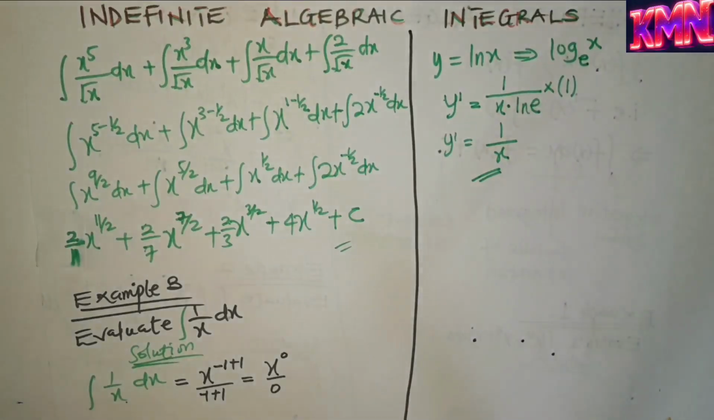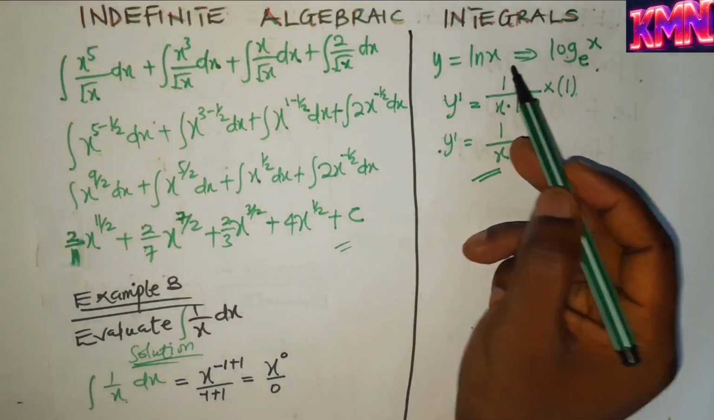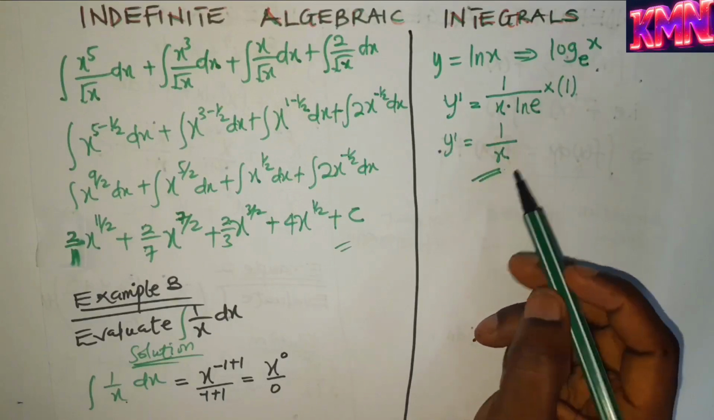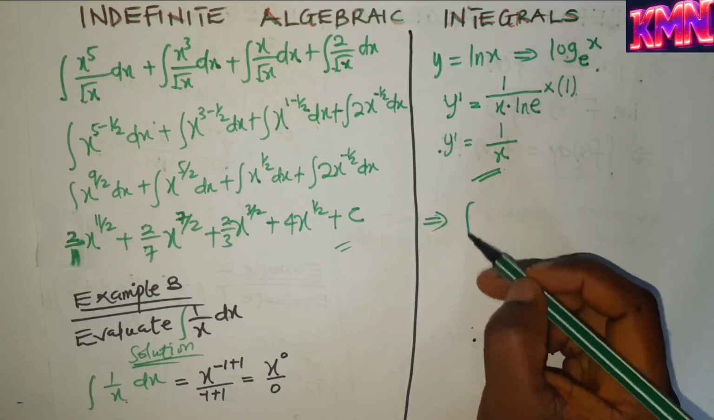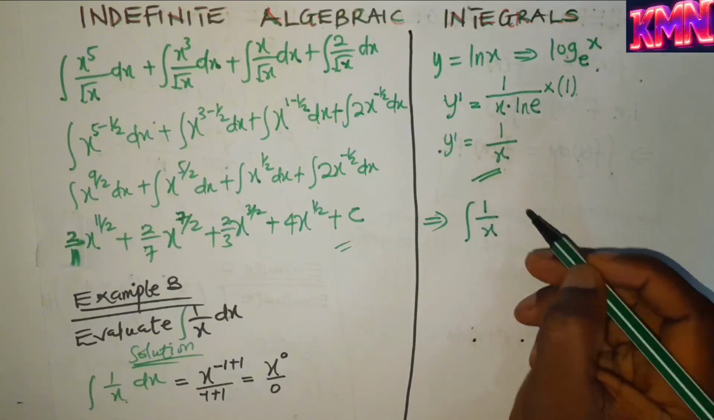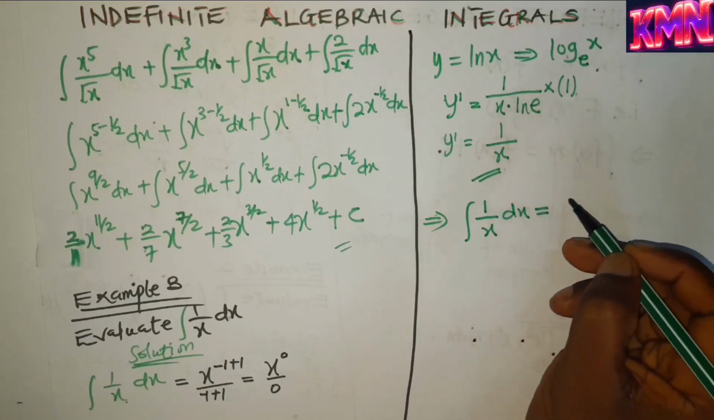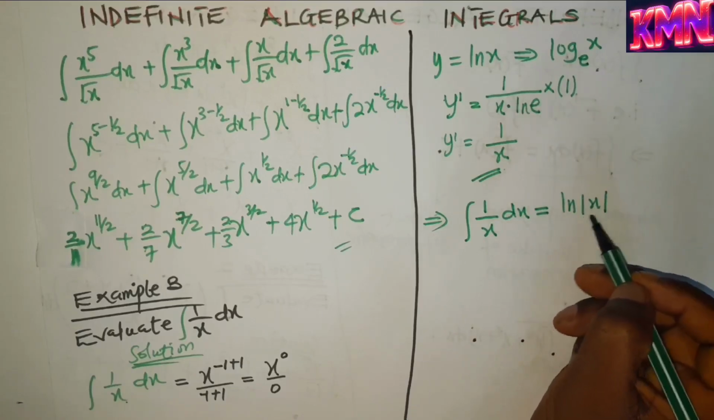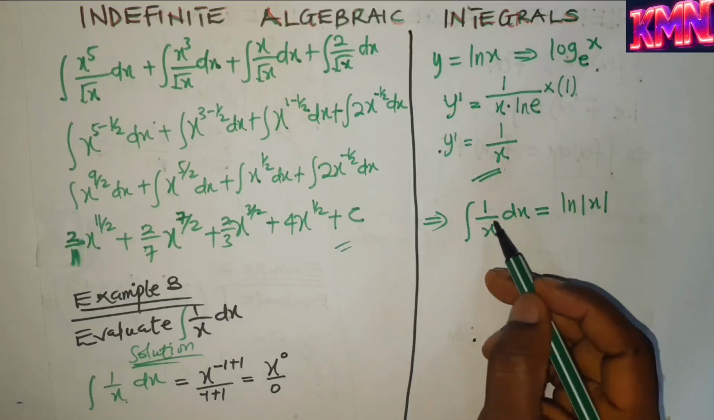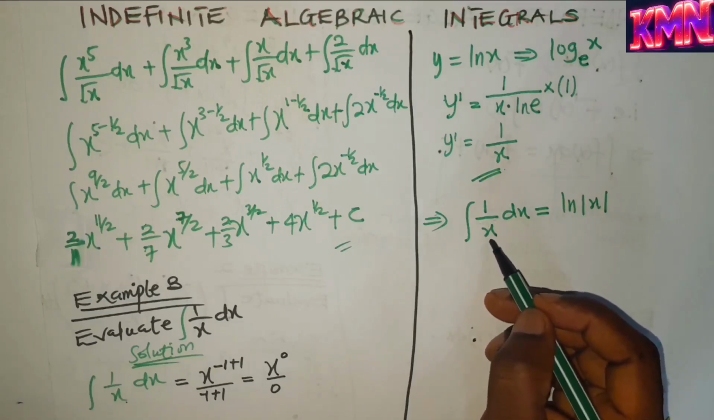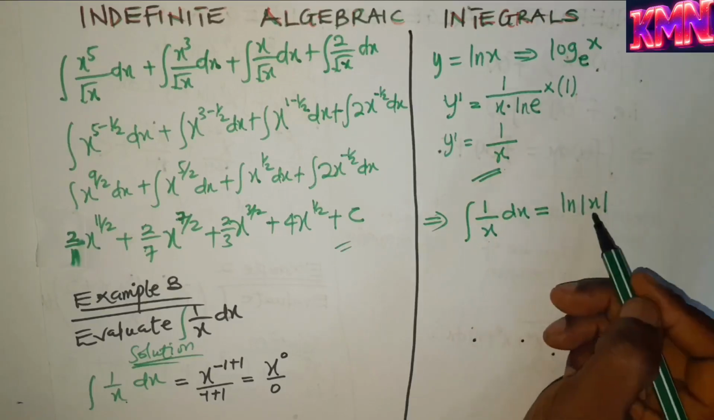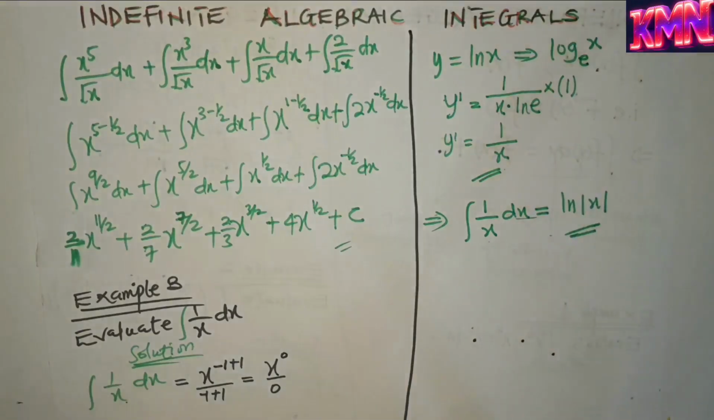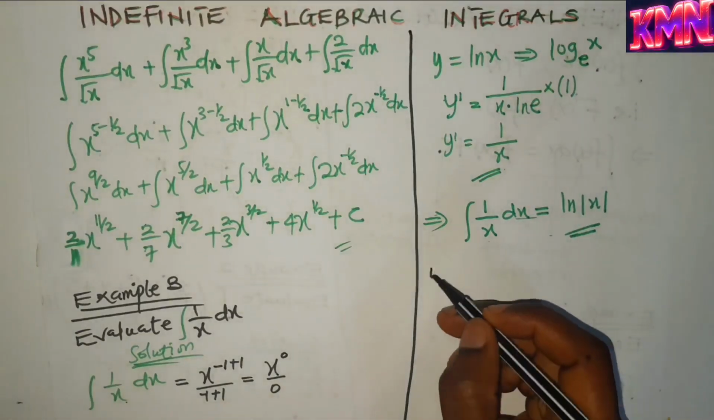So this simply means that the differential of ln x is 1 on x, and we know that the reverse of differentiation is integration. So this implies that the integral of 1 on x dx simply gives us ln of x. But here we need to put it in absolute value, because you might not necessarily know whether x is a negative or positive value. So this caters for every value. So the integral of 1 on x is this. Please take note. With this idea, let's look at our next example.